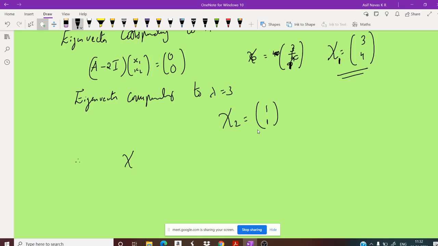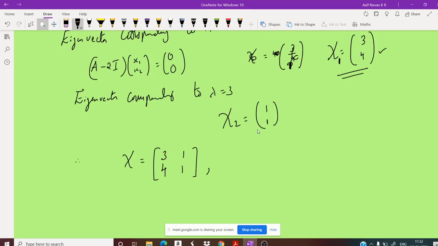Therefore, capital X is equal to, you can write the eigenvectors as columns. So the first column is 3, 4, and the second column is 1, 1. There is no mistake if you take 1, 1 as the first column and 3, 4 as the second column. You can interchange columns, there is no problem. Okay, so 3, 4 is the first column and 1, 1 is the second column.